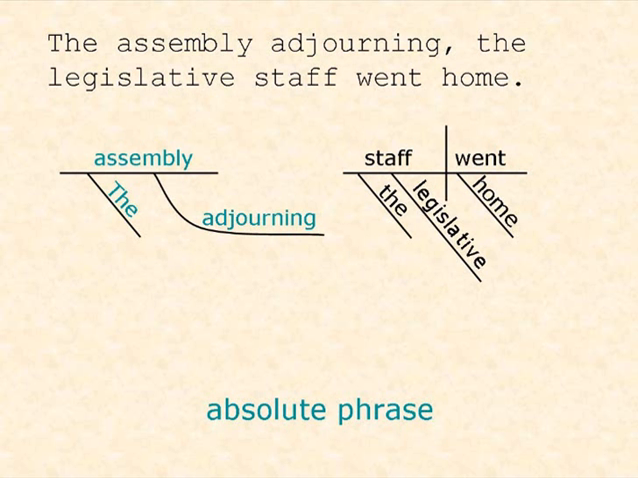Here, the assembly adjourning is the absolute phrase. Note how it is not connected to the independent clause. The absolute phrase is not grammatically linked to the independent clause, so it's separate. And we got to go home.